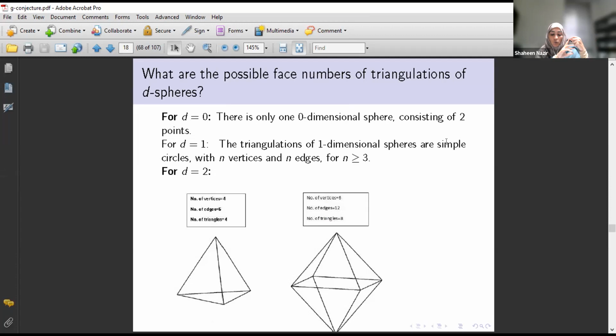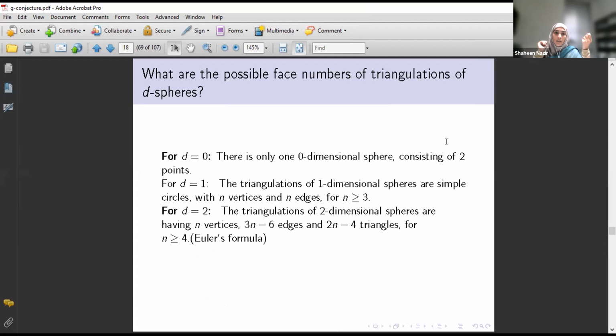There is one more thing we know: considering edges and triangles, there is a relation between them, because three times the number of triangles is the same as two times the number of edges. So we have two relations and two unknowns, because the number of vertices, n, is known. Using Euler's formula, we can determine the number of edges and the number of triangles. The answer is that if the number of vertices is n, then the number of edges is 3n minus 6 and the number of triangles is 2n minus 4. This is due to Euler's formula.